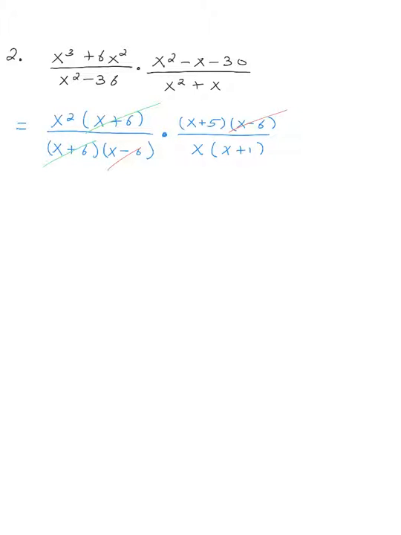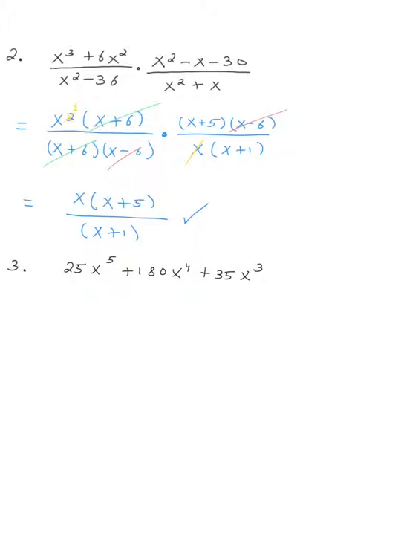However, there's this x to the first that can get rid of one of those, and I'm left with an x to the first in the numerator. Altogether, in the numerator, there's an x to the first, and there's an x plus 5. In the denominator, there is an x plus 1, and that is my final answer.